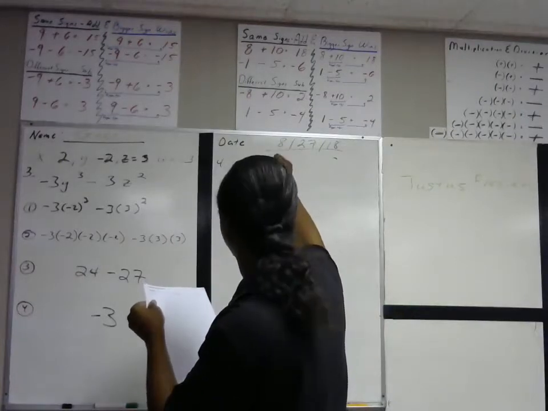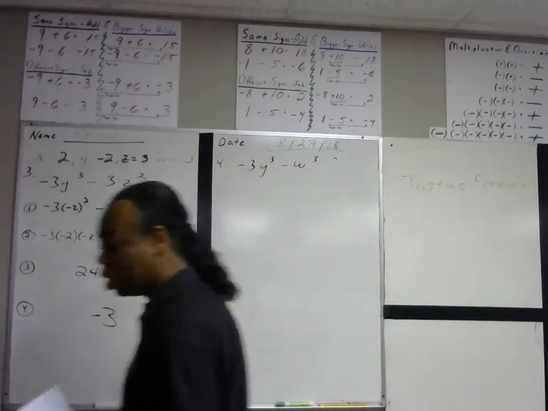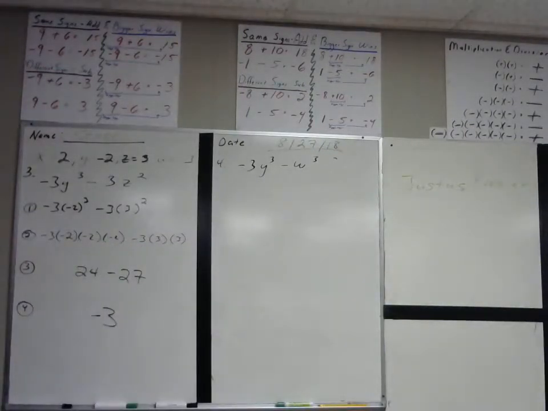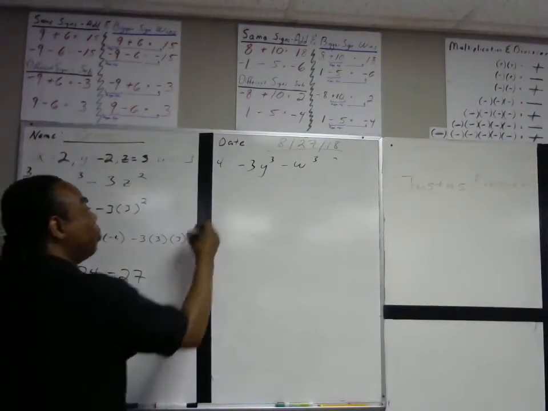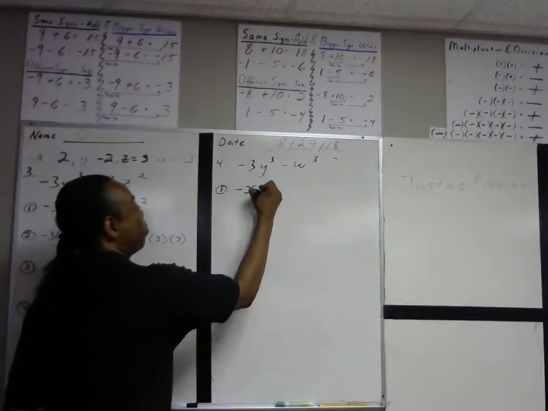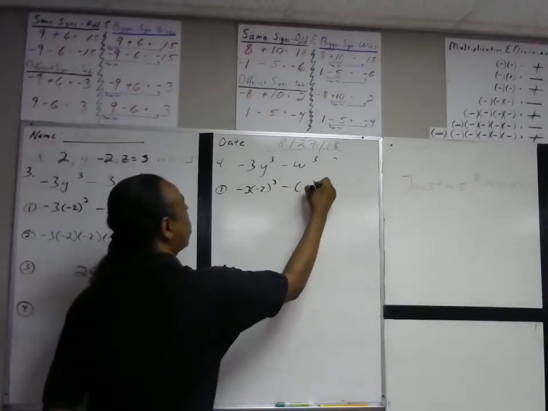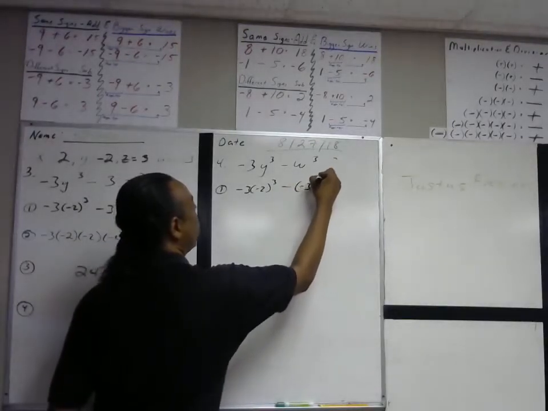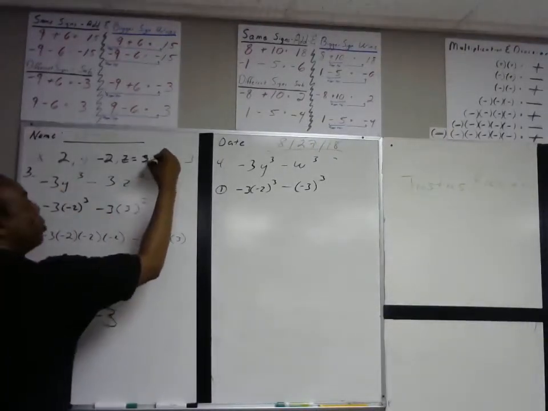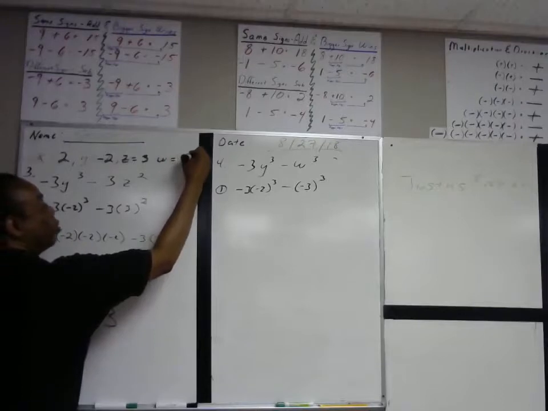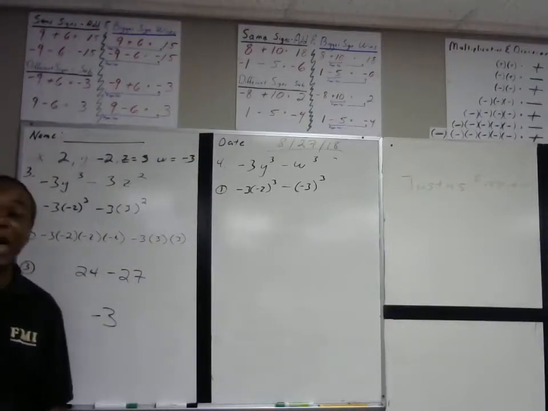Number 4 is negative 3y to the third power minus w to the third power. Step 1 will be all substitution. Write negative 3 parentheses negative 2 to the third power minus parentheses negative 3 to the third power. The reason w becomes negative 3 is because w says negative 3 here. That is your substitution.